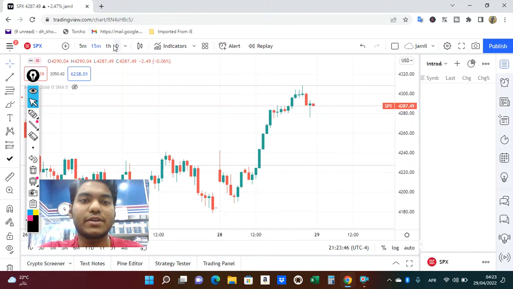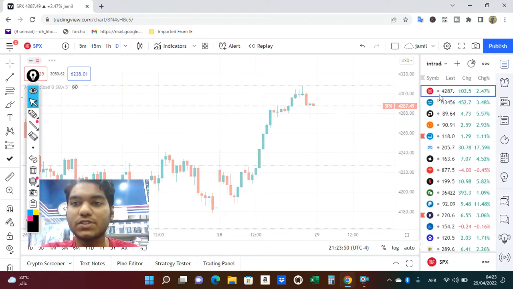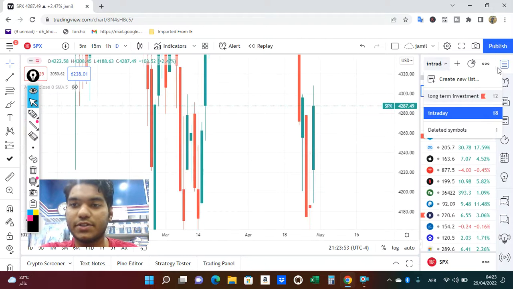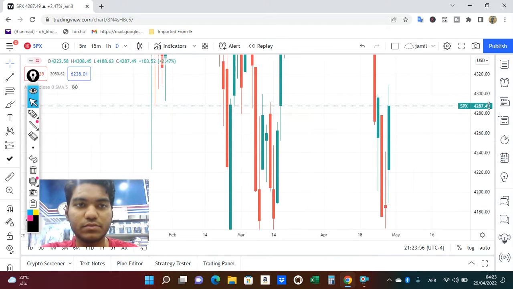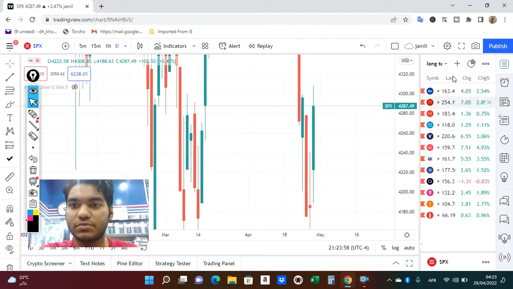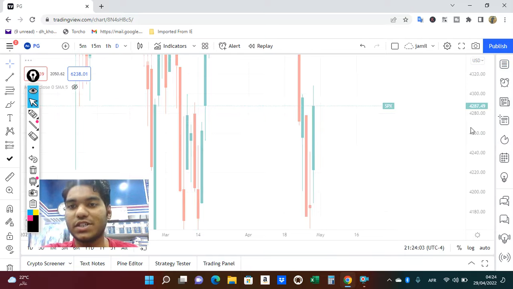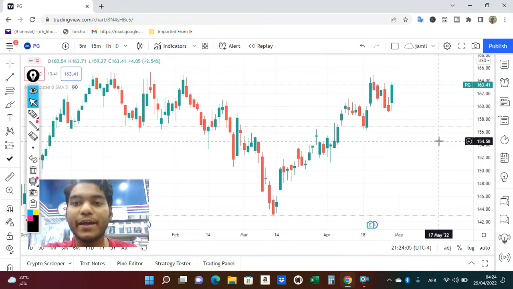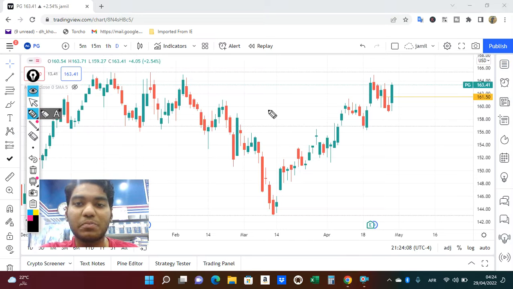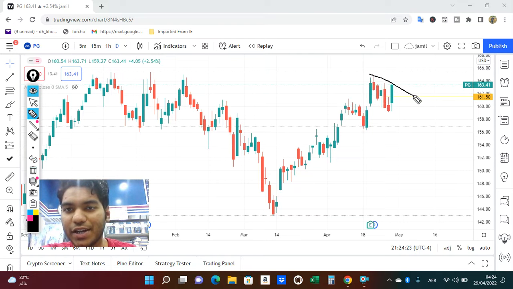So let's see which stocks we can trade for tomorrow. The first stock is going to be Procter and Gamble. This is going to be our first stock that we are going to buy for tomorrow. If you remember, we were also about to buy in this range after seeing this bullish candle, but the market fell aggressively from here. But again, the market has pulled back on the upside.